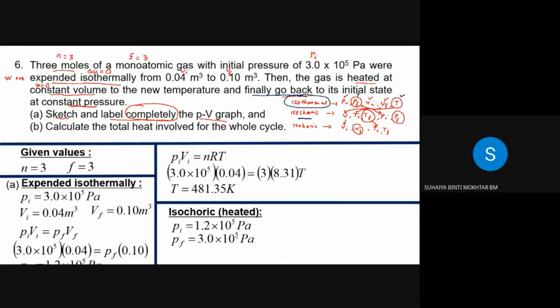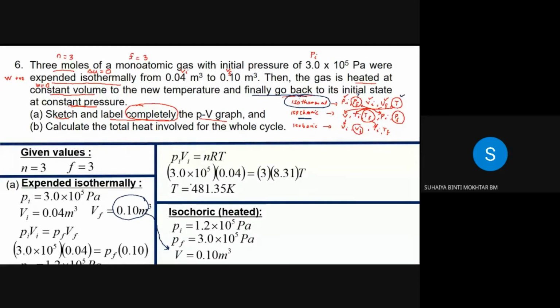Okay, P final and then volume. Volume, because this is isochoric, right, same volume. So we continue with the final volume from isothermal. This one is the volume for isochoric. Okay, we continue. Now we have V and then T. For P we have P initial and P final, and then T. T initial is T here.